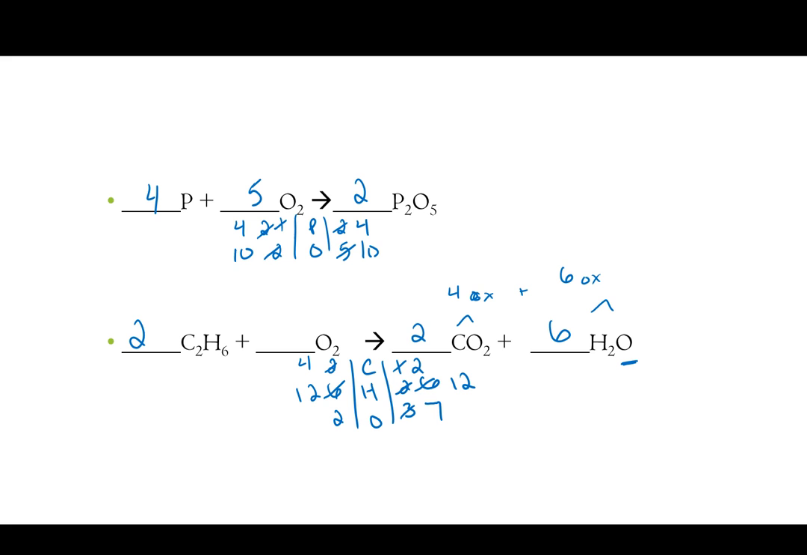That changes my carbons to 4. So then I'll change the CO2 to balance my carbons, and then recount my oxygens. I have 8 from the carbon dioxide and 6 from the water. So that gives me 14. So I need a 7 in front of the O2.